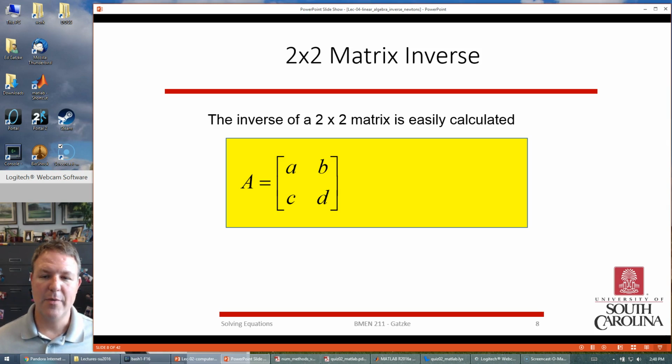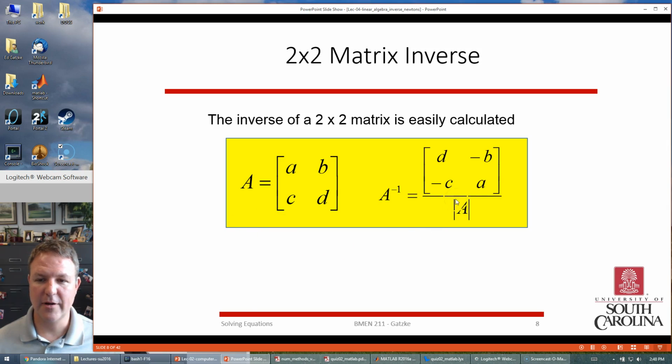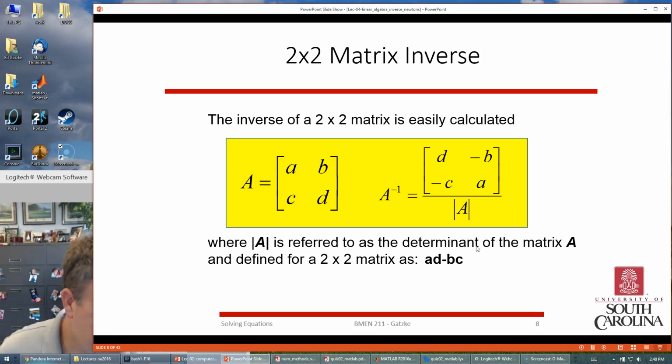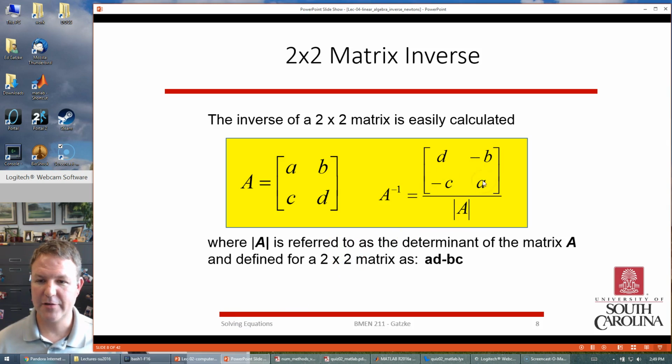Let's talk about a 2x2 matrix, the easiest case for a matrix. If you have a 2x2 matrix with 4 elements, a, b, c, and d, the inverse can be written down for any 2x2 matrix. You flip the a and d elements, you multiply b and c by -1, and divide by the determinant of A. That gives you a 2x2 matrix inverse.